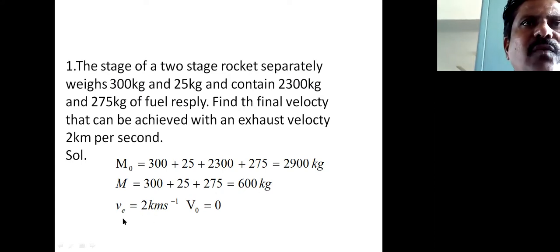And the exhaust velocity of the gas is 2 kilometers per second. So V E equals 2 kilometers per second. Okay.